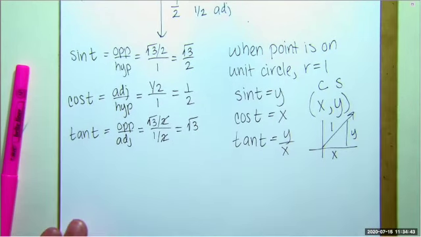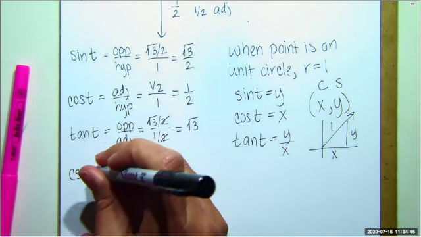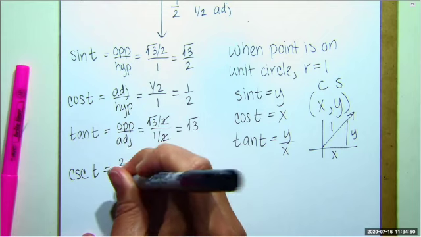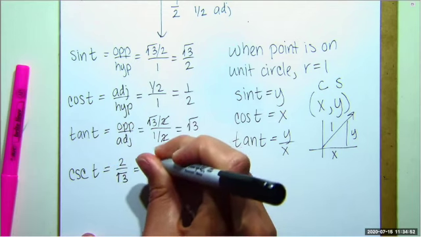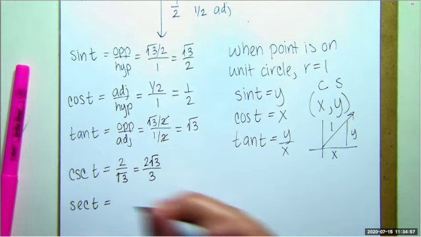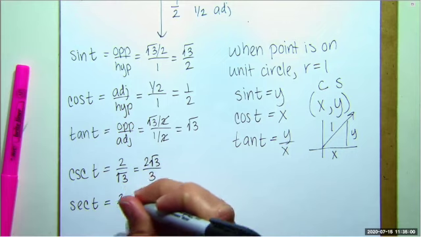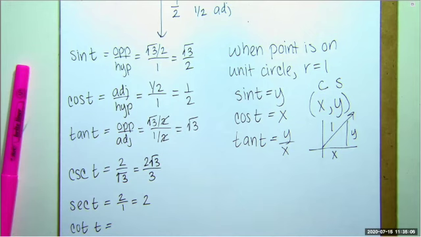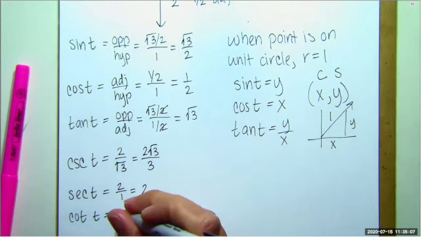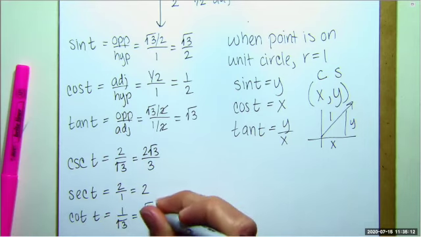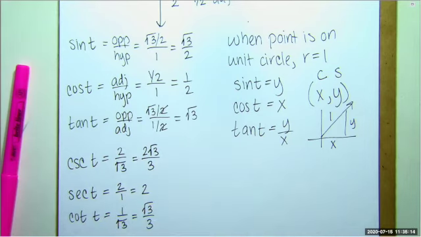We were asked to find all 6, so let's quickly list out the last 3. Cosecant is the reciprocal of sine, so that's 2 over root 3. Rationalizing that, I get 2 root 3 over 3. Secant is the reciprocal of cosine, so that's 2 over 1, which is 2. And cotangent is the reciprocal of tangent, so that would be 1 over root 3. Rationalizing that, we get root 3 over 3. Since we're in the first quadrant, all of our trig expressions are positive.